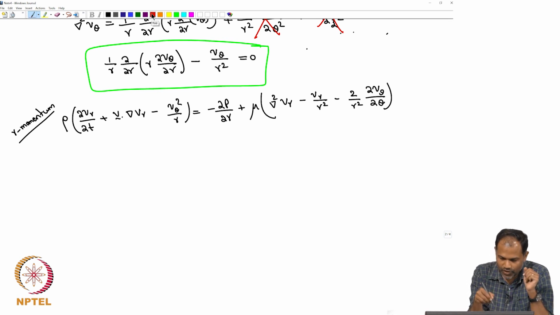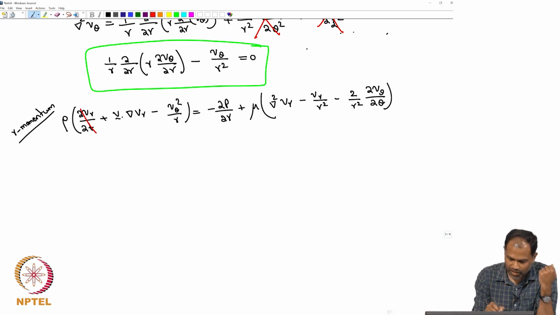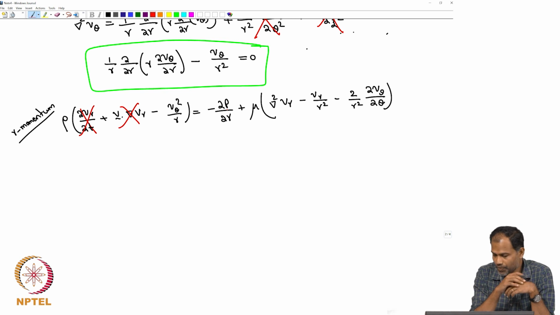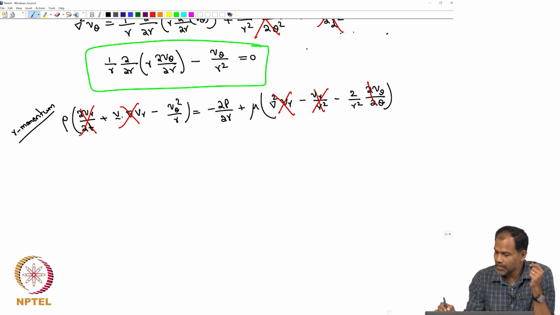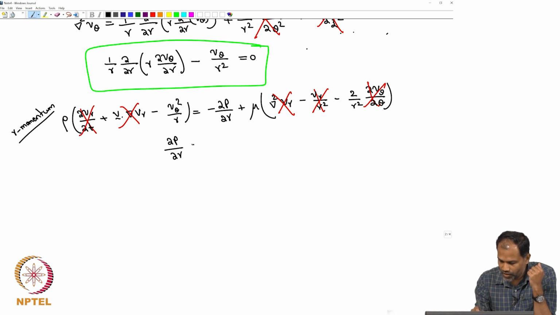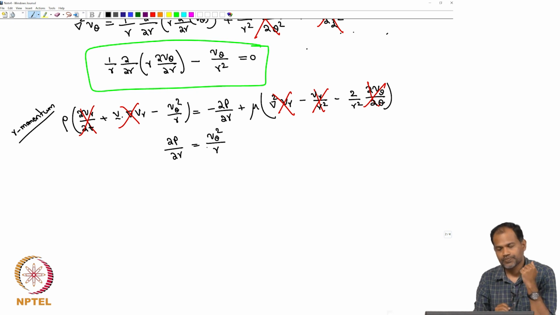Again let us throw away the terms that we do not want: unsteady. V r is equal to 0, we have already found. v theta is there, we do not know anything about dou p by dou r, v r is 0, v r is 0, del by del theta is 0. Means we end up having dou p by dou r equal to rho v theta square by r.